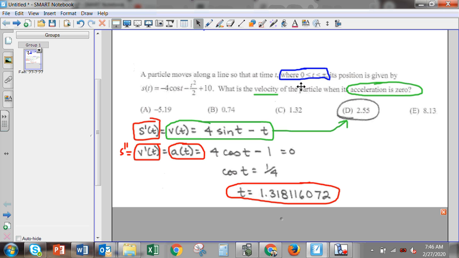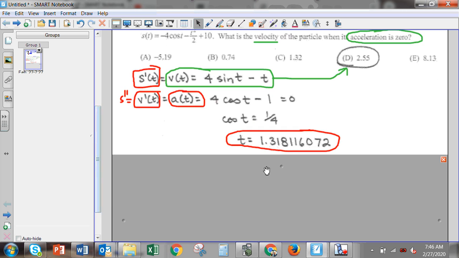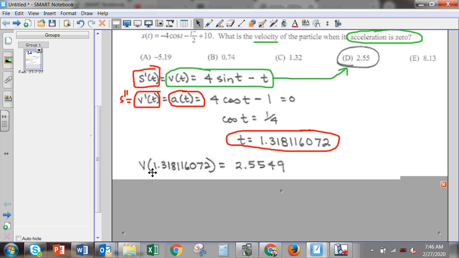Great. It's not what the question asked. The question said, what is the velocity of the particle at time equals 1.318? Because that's when the acceleration is 0. So now I put that into my velocity function, which is the first derivative up here, and I get 2.55. All right, so you might have made the mistake and got 1.32, but let's take a look at that right now.